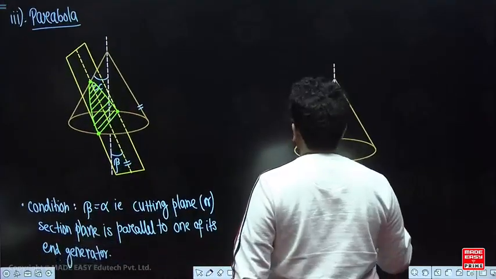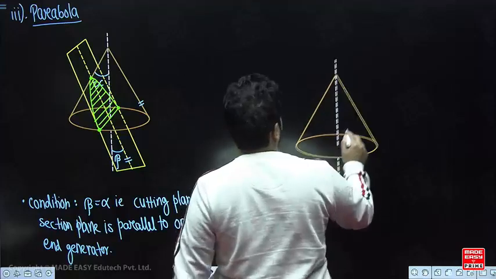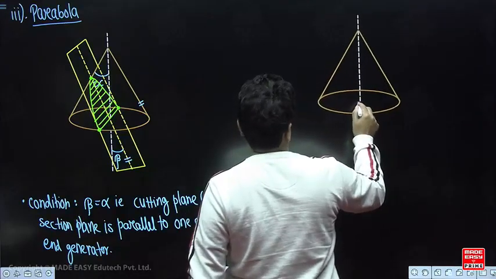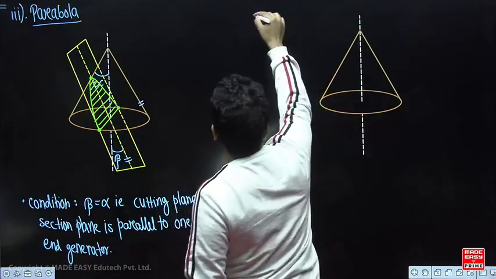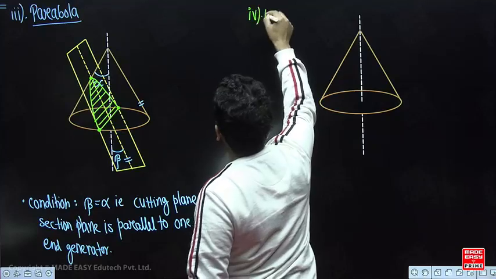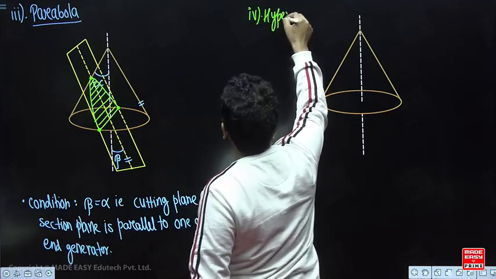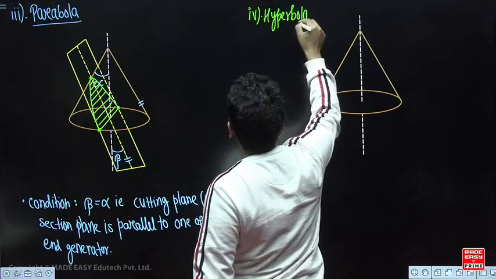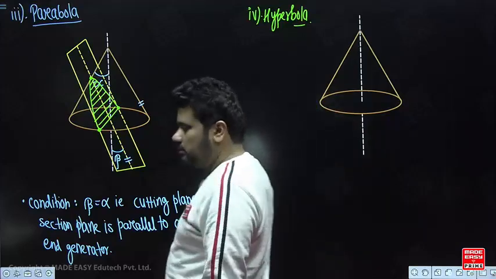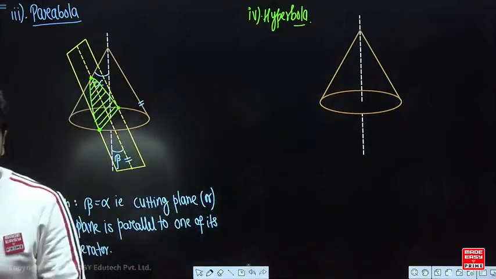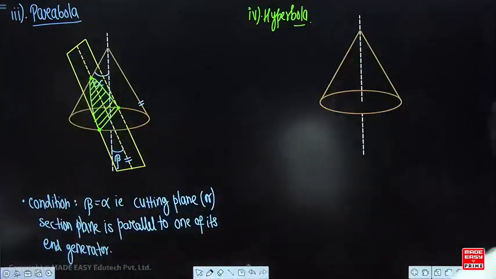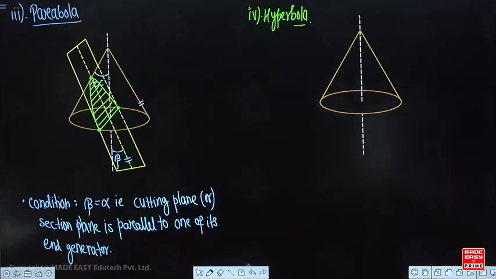Clear? So I hope the parabola is now clear. So please draw it, and then the fourth one will be your hyperbola. ठीक है, बताओ समझ में आ रहा है कि नहीं? Are you able to visualize it? Are you able to understand it?